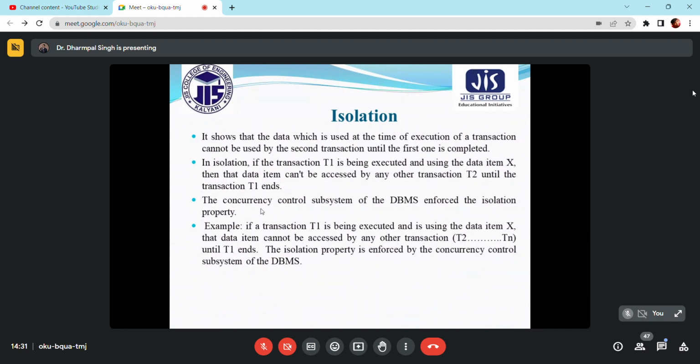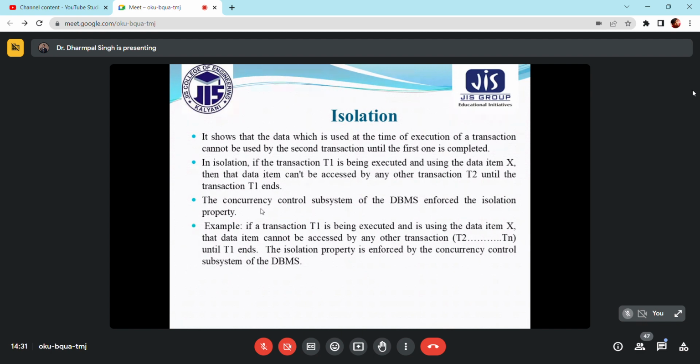Suppose I am using item A, so no other person can. Suppose I am accessing my account, so no other person will be allowed to access my account at that time. Suppose we have only one device logged in. If I want to log in with the same account on another device, a prompt message will say that you are already logged in elsewhere.